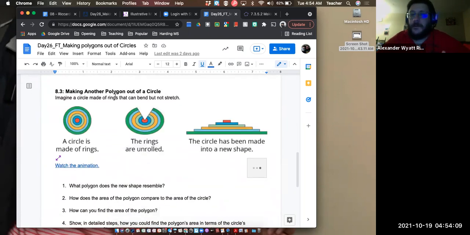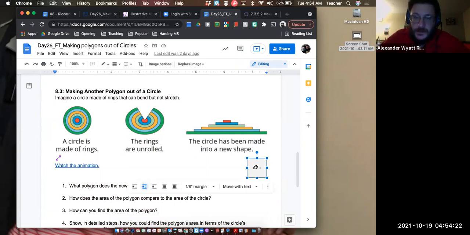And then another way you can look at it is you can take a circle made out of rings, and you can cut the rings, and it unfolds, right? And what does this make? This is actually supposed to be the animation, but it didn't work.